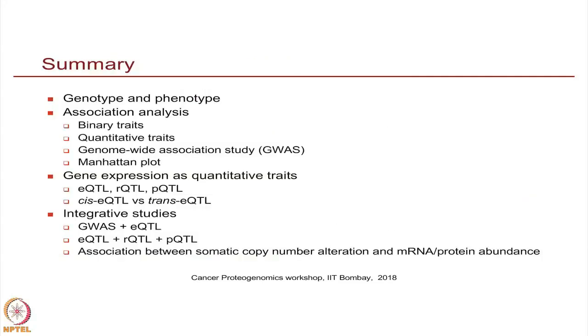So just to give a quick summary of the talk, we talked about the genotype and phenotype and using association studies to test the relationships, and depending on whether it's a binary trait or quantitative trait, we have to use different types of statistical tests. And if we do this at the genome-wide scale, it's called a GWAS study, and we can use a Manhattan plot to visualize the results. And then if we treat gene expression as a quantitative trait, we can do eQTL, rQTL, pQTL types of analysis.